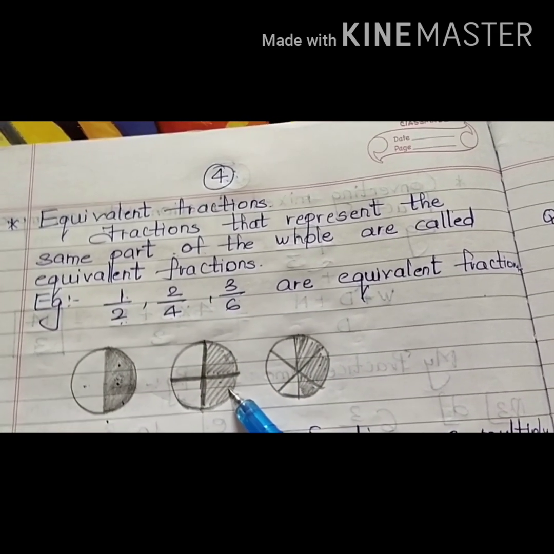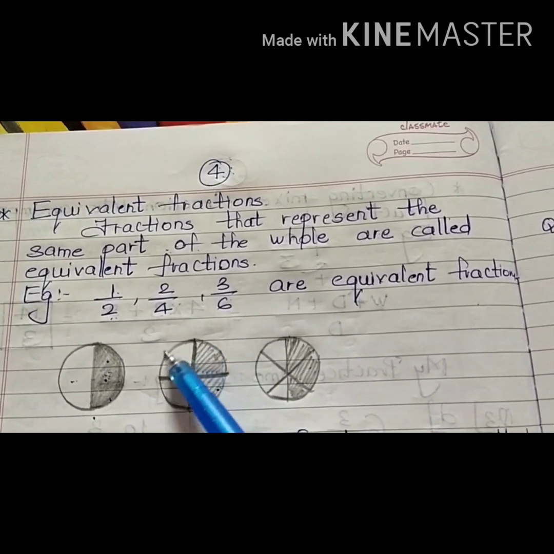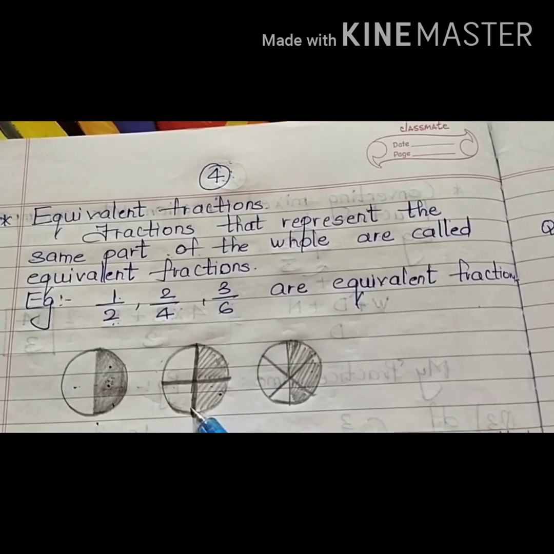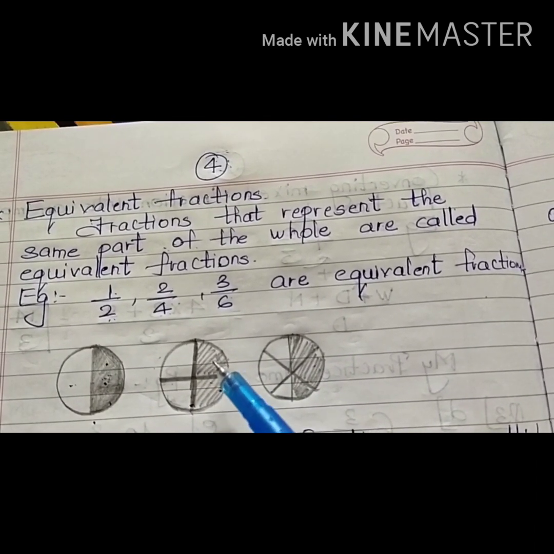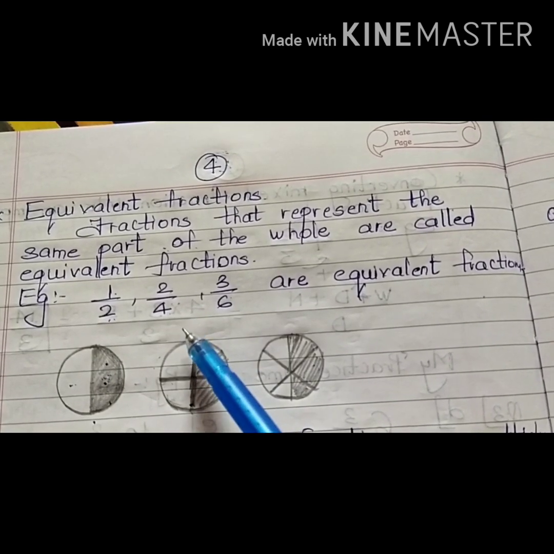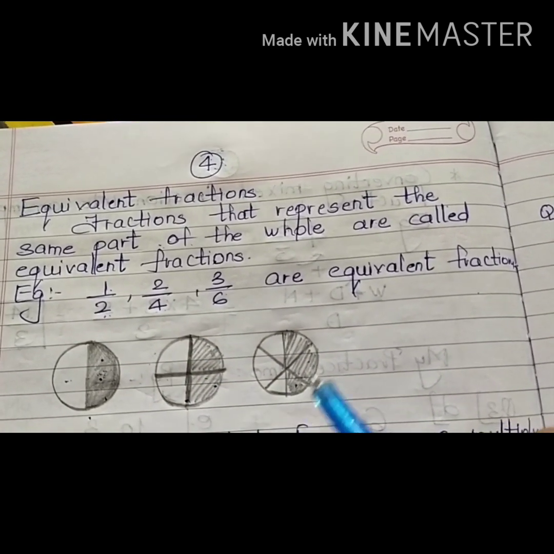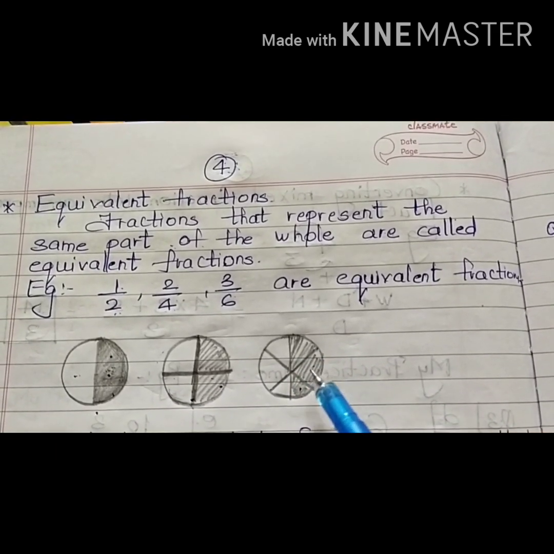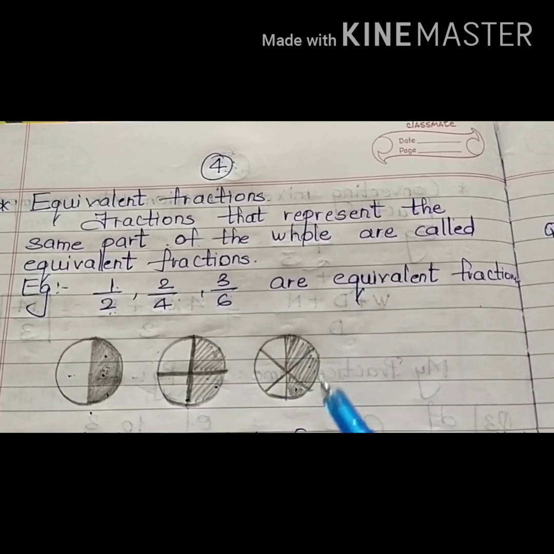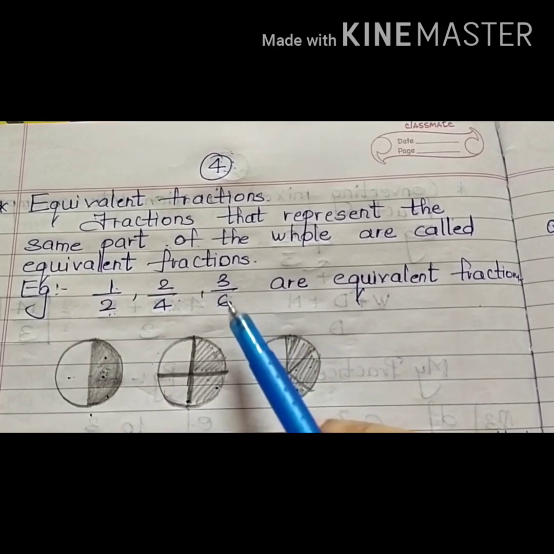Similarly, for the second circle, I have divided this circle in 4 equal parts, out of which I have shaded the 2. So the fraction of the shaded part will be 2 upon 4. And in the third one, I have divided the circle in 6 equal parts, from which I have shaded 3 parts, and this fraction of shaded part gives me 3 upon 6.